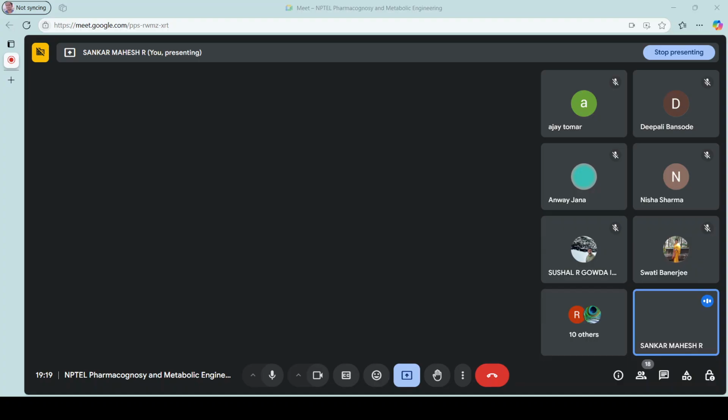The next question is, which among the following can potentially be used as an elicitor for secondary metabolite induction in plants? For this question, again, we start with discussing what are all the incorrect options and why they are incorrect.